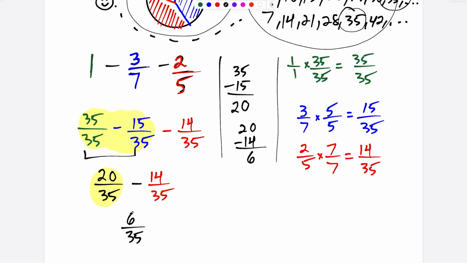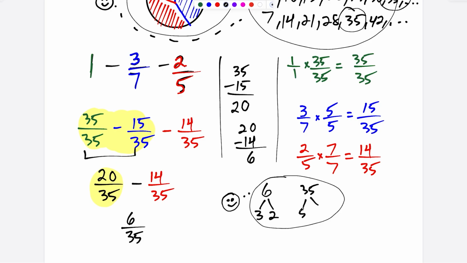Now here, we can't reduce. How I know that reducing is not possible is I think of 6, and if I factor it, it is 3 times 2. And 35, if I factor it, is 5 times 7. We cannot reduce any more, and notice there are no common factors between 6 and 35. So what fraction of the students ordered chicken nuggets? We're going to circle our answer and say 6 over 35.